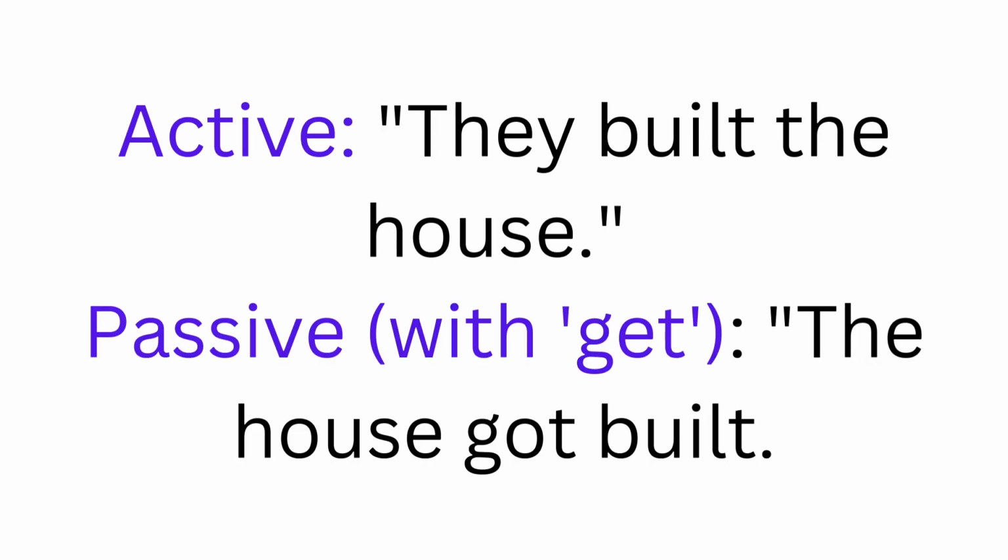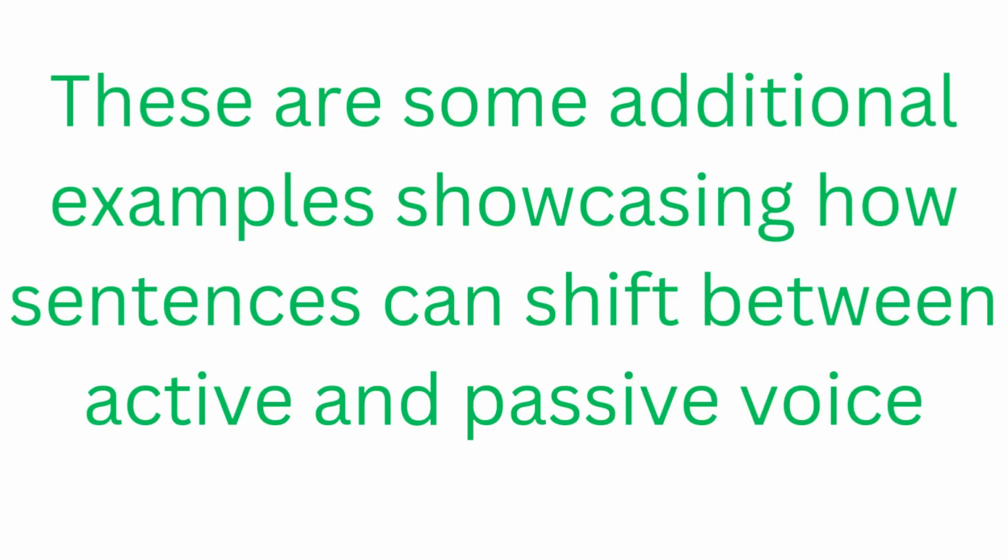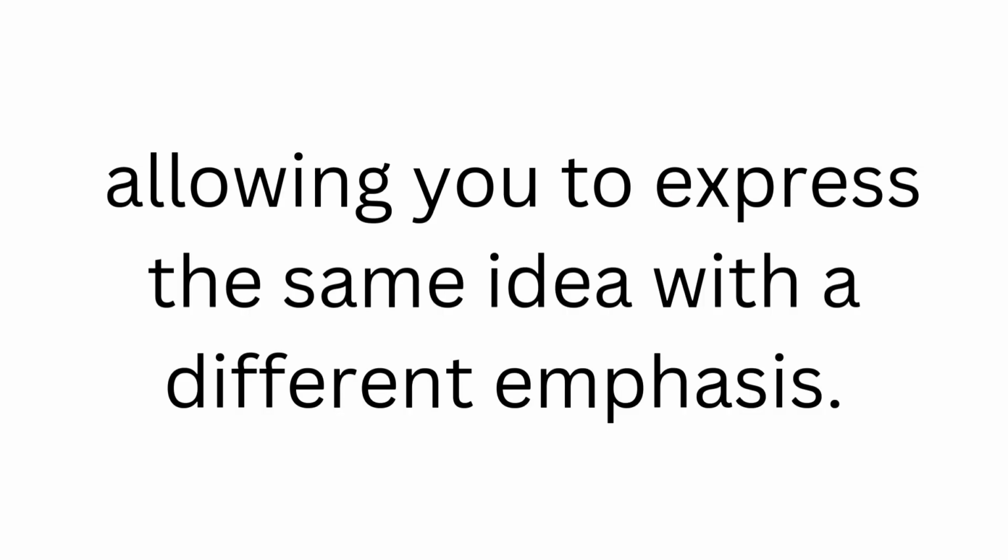3. Active. They built the house. Passive. With get. The house got built. These are some additional examples showcasing how sentences can shift between active and passive voice, allowing you to express the same idea with a different emphasis.